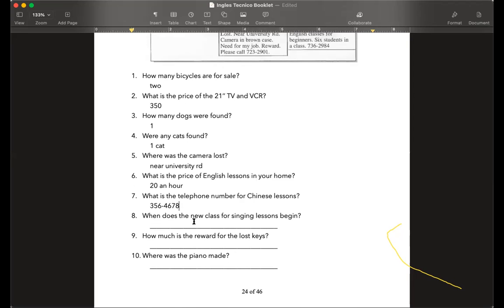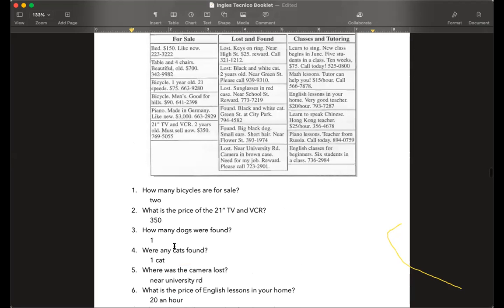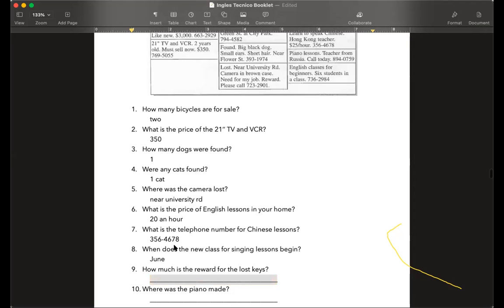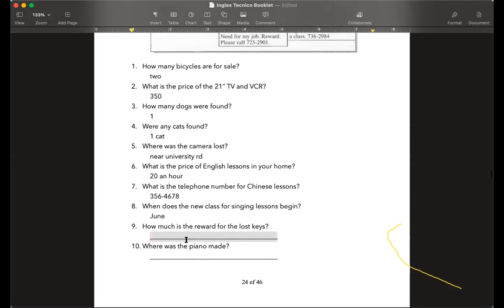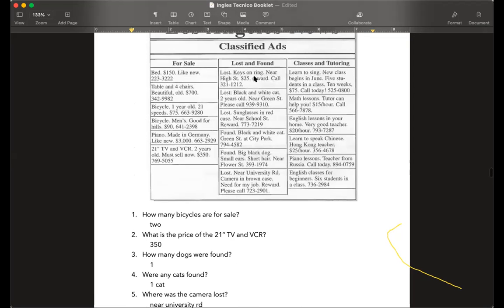When does the new class for singing lessons begin? In June. Very good. And how much is the reward for the lost keys? How much is the reward? Guys, this should be fast. No reward? Yeah, there is a reward. $25. ¿Cuál era la recompensa para la persona que encontraba las llaves? $25.